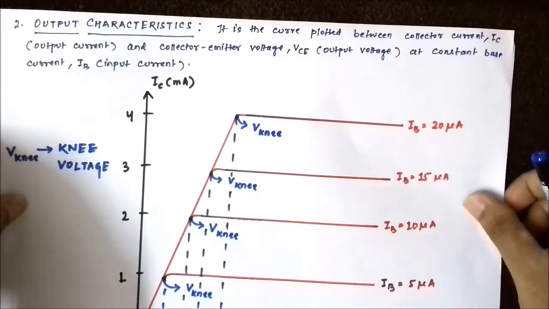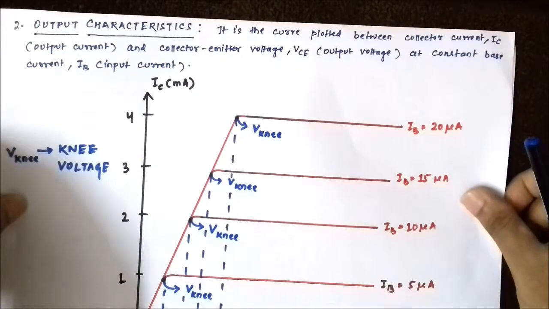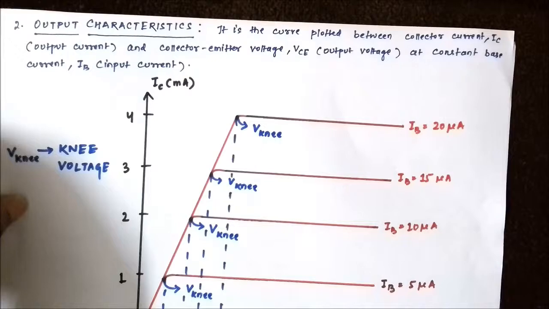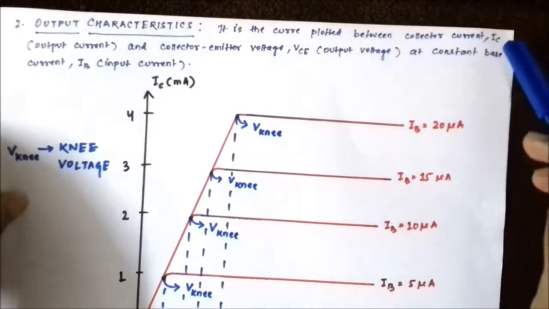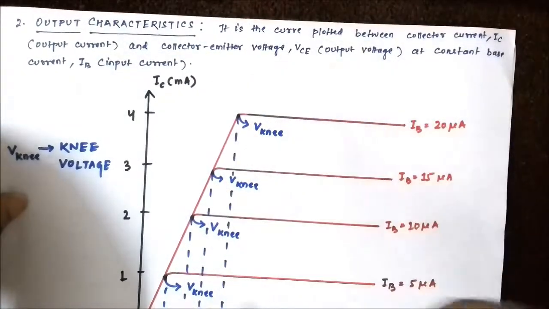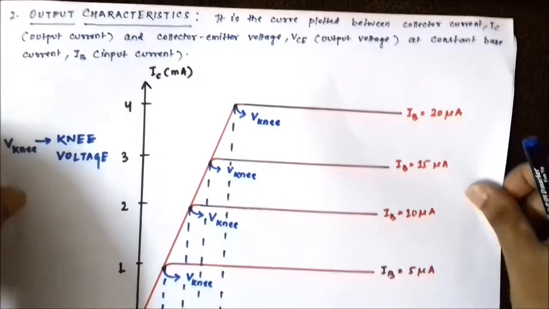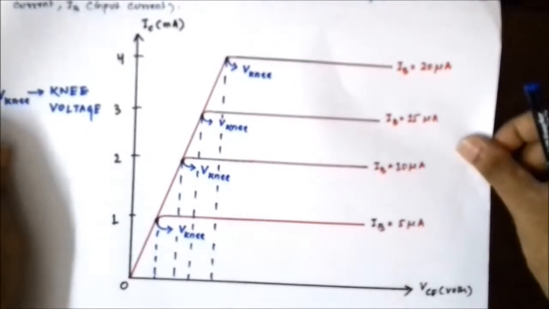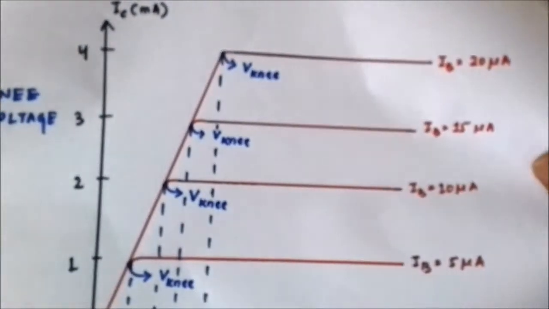So here in case of common emitter configuration, the output current is the collector current, and the output voltage is the collector emitter voltage. So this will be a plot between the collector current and collector emitter voltage at constant base current, which is the input current for common emitter configuration BJT. So this is the plot or the curve, the VI characteristics.